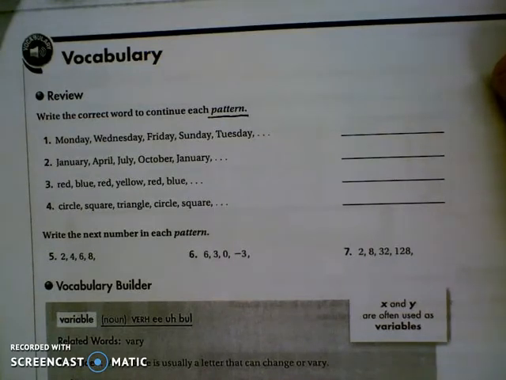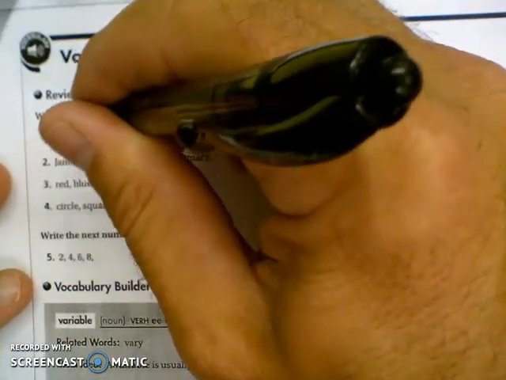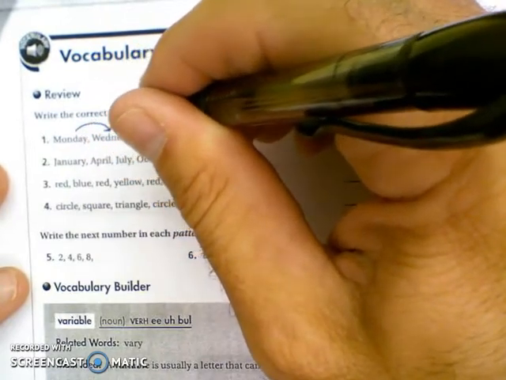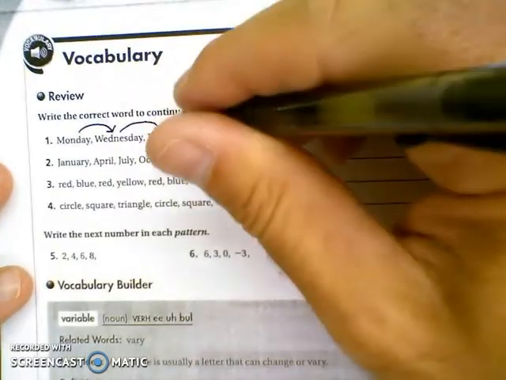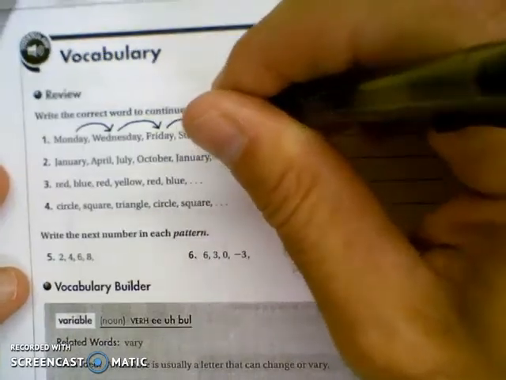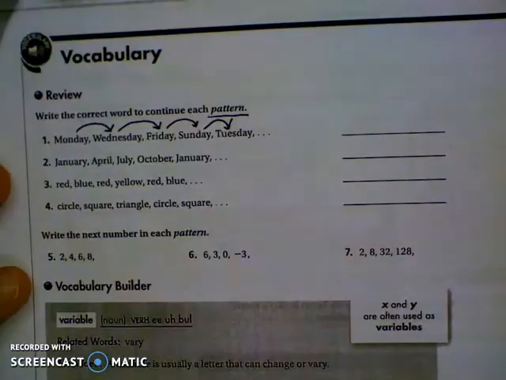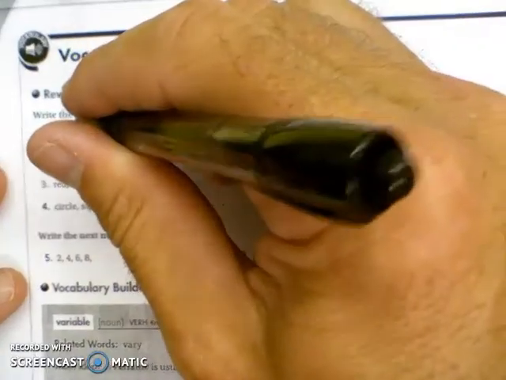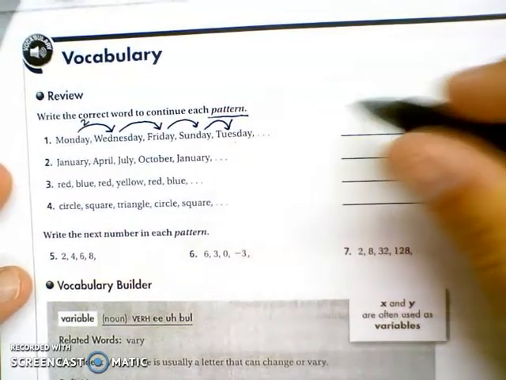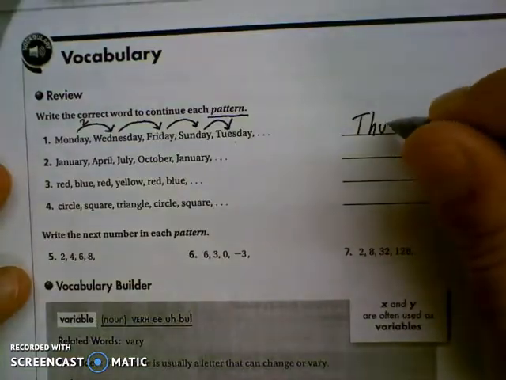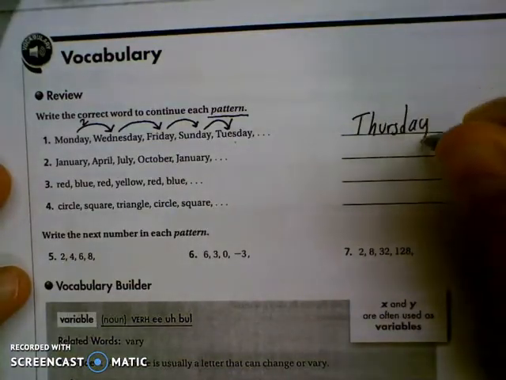For number 1, it says Monday, Wednesday, Friday, Sunday, Tuesday. So what we're doing is we're skipping one day every single time. So you're going from Monday to Wednesday, Wednesday to Friday, Friday to Sunday, and Sunday to Tuesday. So you're going by 2 days. So the next day would be Tuesday to Thursday. So the answer for number 1 is Thursday.